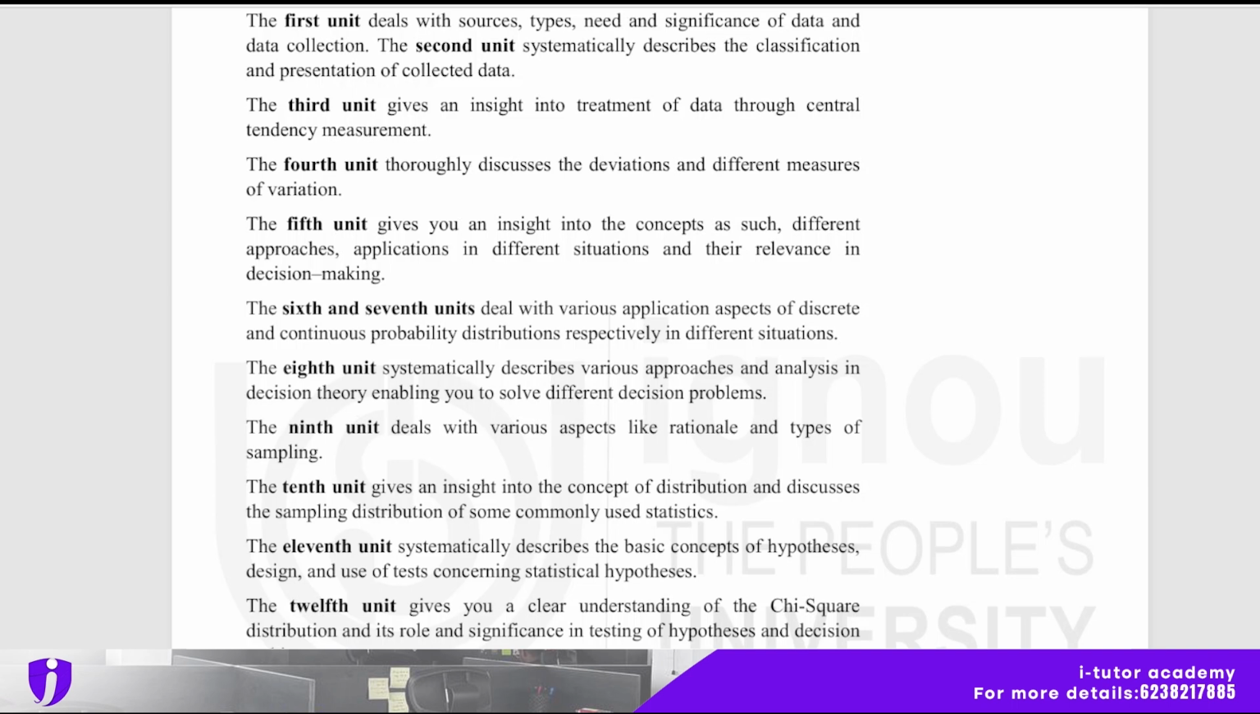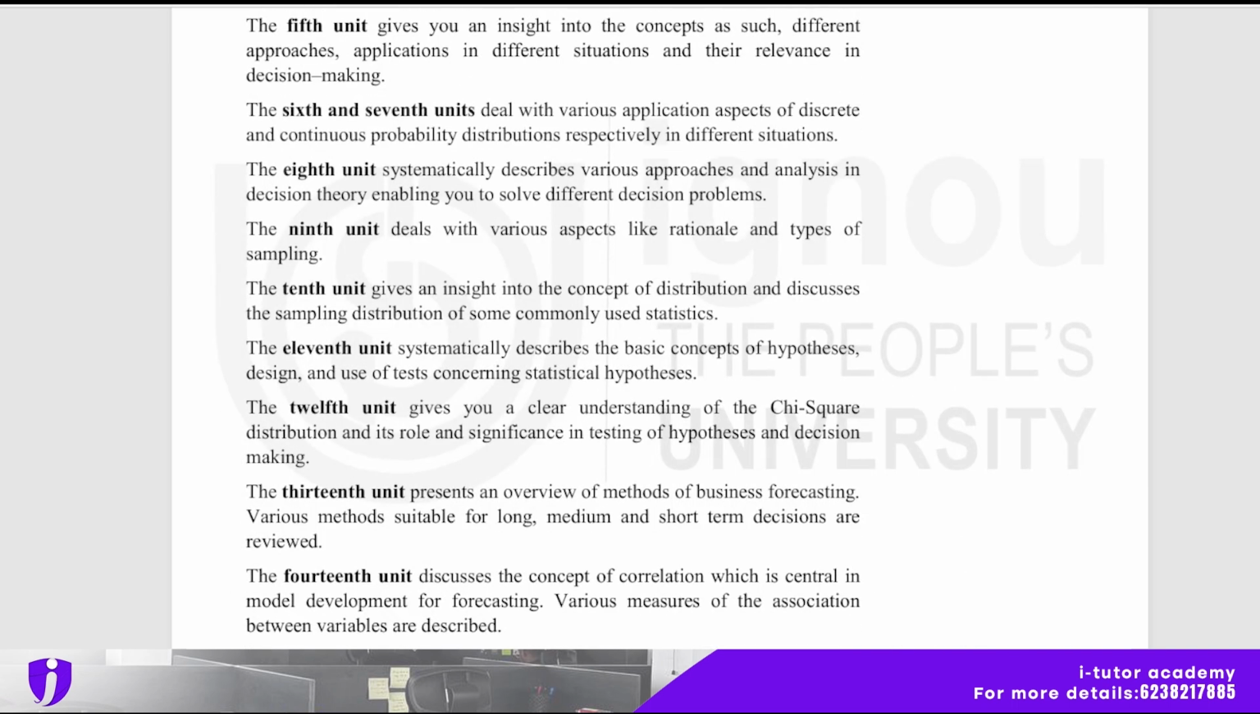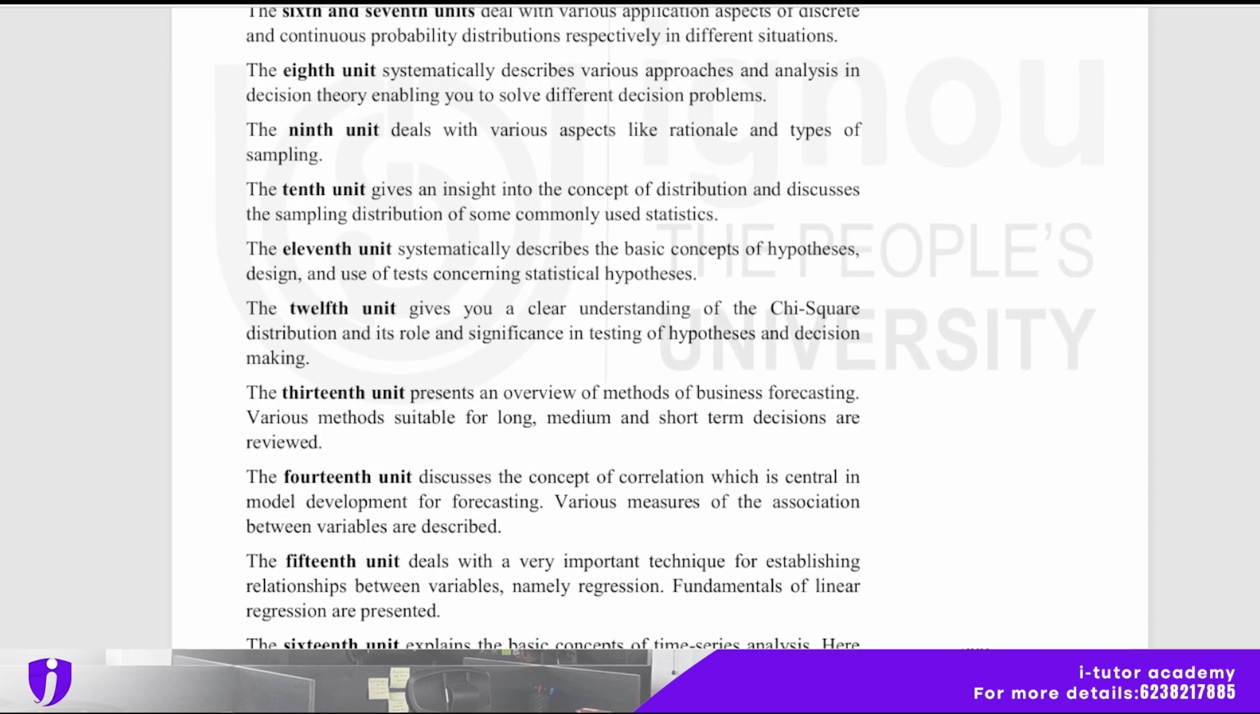The fifth unit gives you an insight into the concept as such, different approaches, applications in different situations and their relevance in decision making. The sixth and seventh units deal with the various application aspects of discrete and continuous probability distribution respectively in different situations. The eighth unit systematically describes various approaches and analysis in decision theory, enabling you to solve different decision problems. The ninth unit deals with various aspects like rationale and type of sampling.